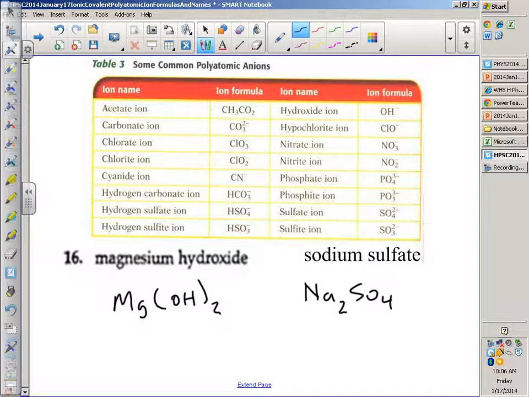So there are formulas for these two compounds. Hydroxide, if we look on the table, has a -1 charge on it, but the magnesium has a +2 charge based on its location on the periodic table. Therefore, we need 2 of those hydroxide groups. That's where we have to use the parentheses to show that we need 2 of them, right? Then for the sodium sulfate, sulfate comes with a -2 charge. Sodium comes with a +1 charge, right?